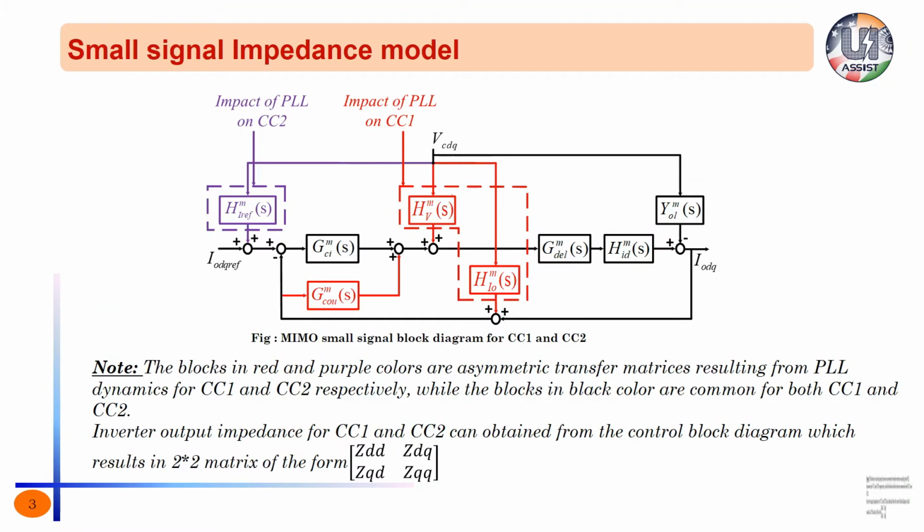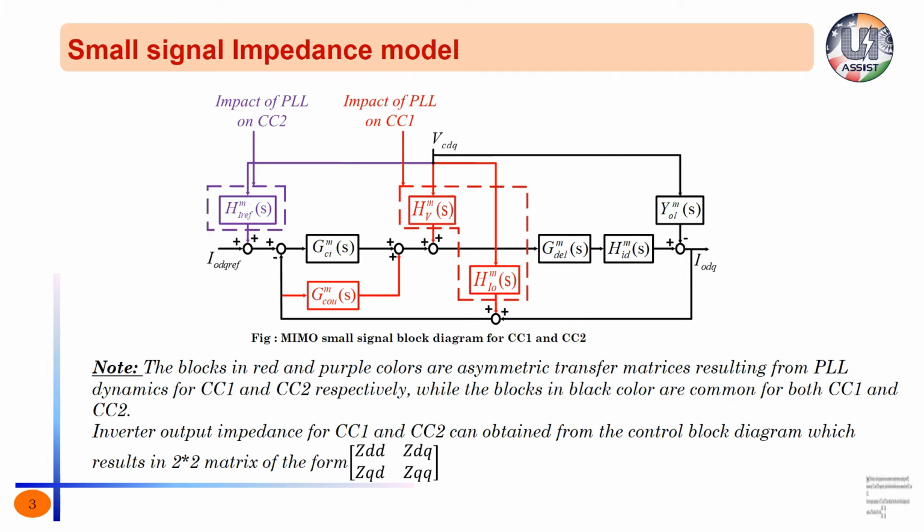Now, the small signal impedance model can be obtained from the closed loop combined MIMO model shown in the figure for both CC1 and CC2. In this block diagram, the blocks in red as well as purple colors are the matrices resulting from PLL dynamics for both CC1 and CC2, while the blocks in black color are common for both the control schemes. Now we can derive a closed loop impedance for both CC1 and CC2 using this control block diagram.